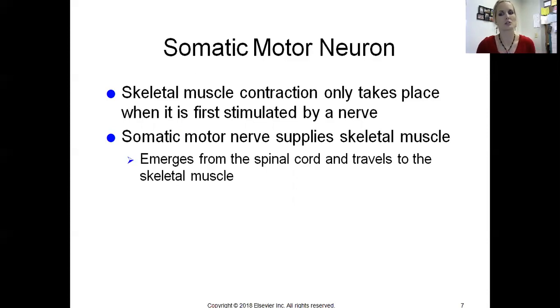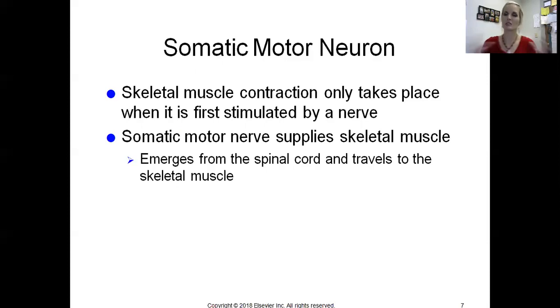So skeletal muscle contraction only takes place when it is first stimulated by a nerve. There's something that tells it how to work, what to do. So again, it's me telling it, but there's a part in my brain that says, hey, I want to move my arm right now. There's a nerve that's going to stimulate that skeletal muscle and tell my arm to move the way that I want it to. So the somatic motor nerve is going to be what supplies that skeletal muscle.